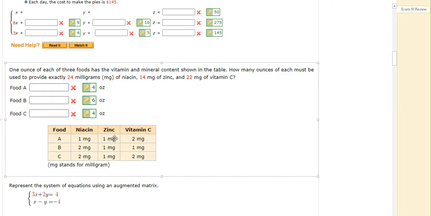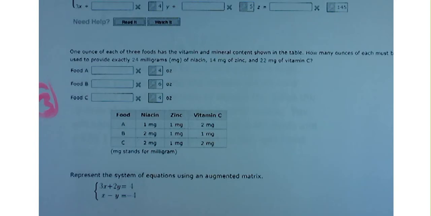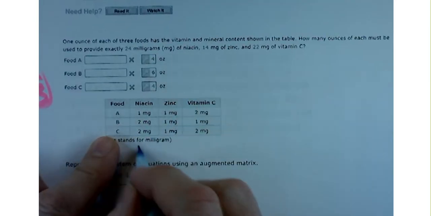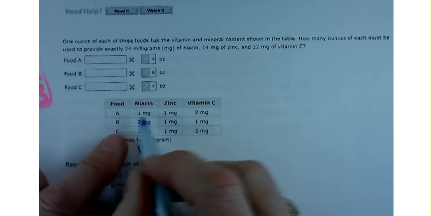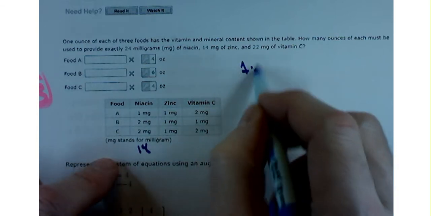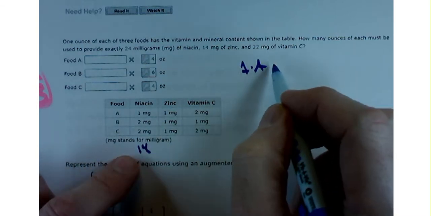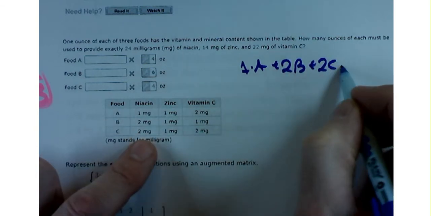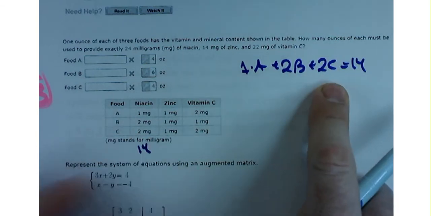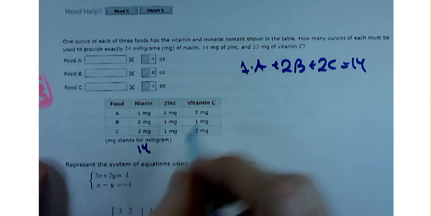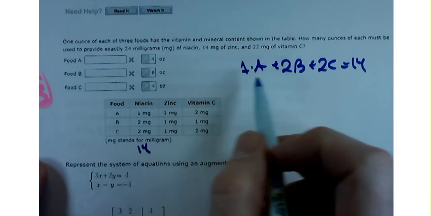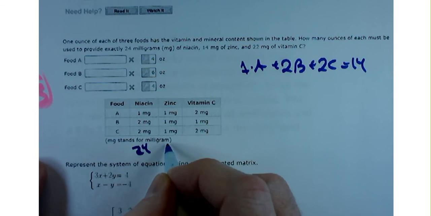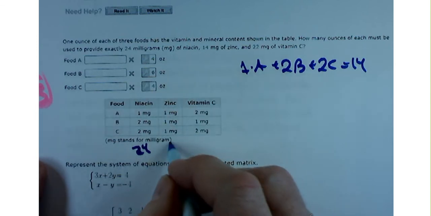So what you're going to do with this one is come up with an equation like this. We want a total of 14 milligrams of niacin. So that's going to come from 1 times A, or just A, plus 2 times B, plus 2 times C equals 14. That should be your equation. In a similar way, you can come up with equations. It's supposed to be 24. Yeah, 24 of niacin. 24, 14, and 22.